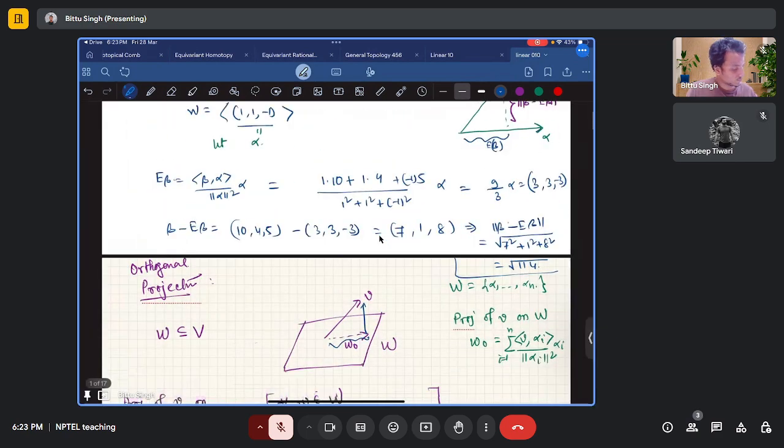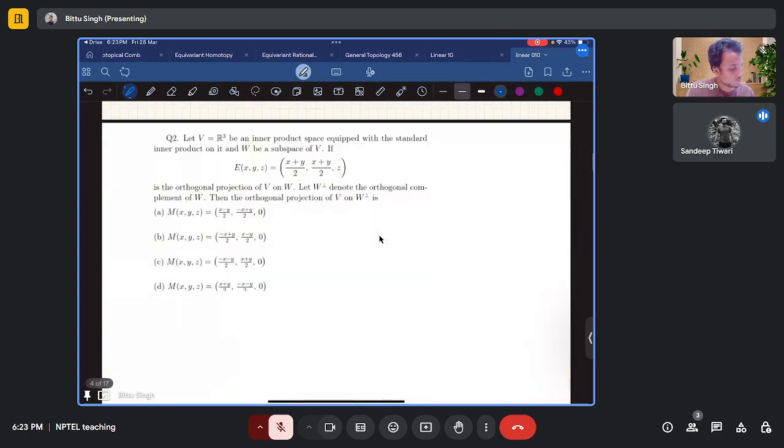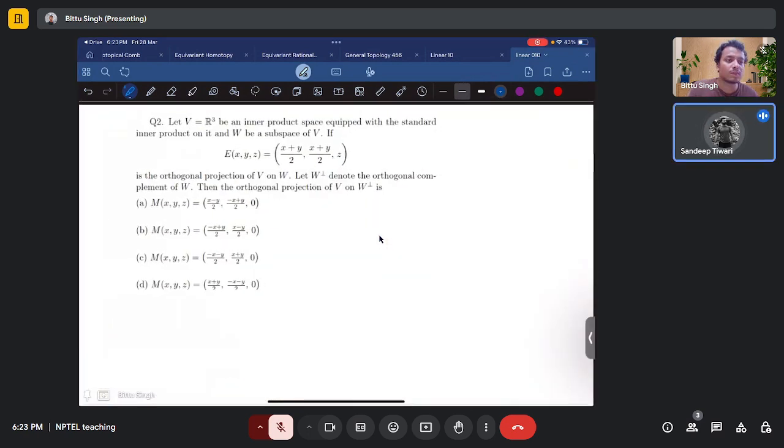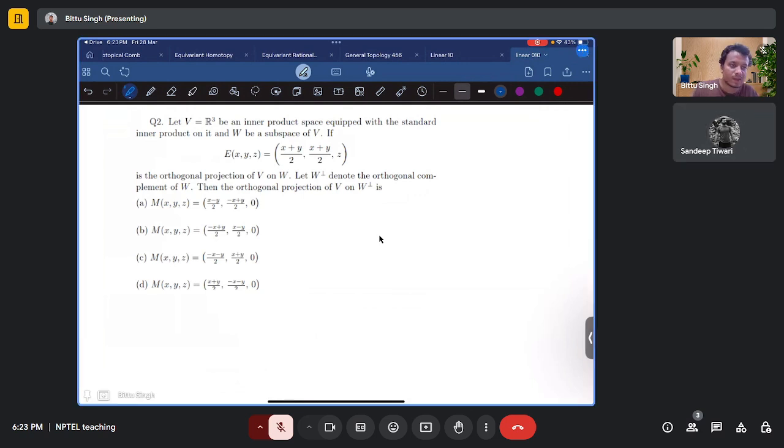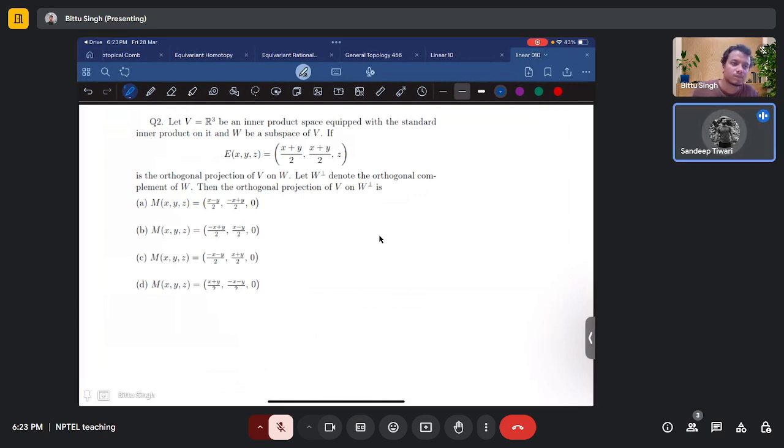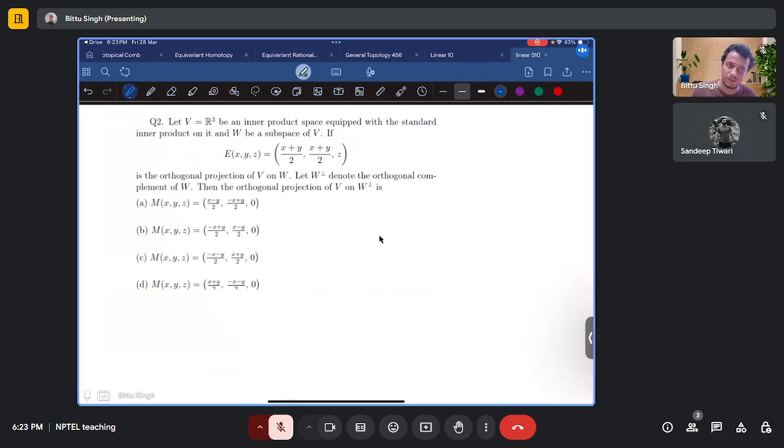Okay. So we can also find this: we have been given the basis of W, and if we find the basis of W perp and write the vector alpha in terms of the basis of W and W perp, then we can also find the projection in this way. Yes, right. Okay.